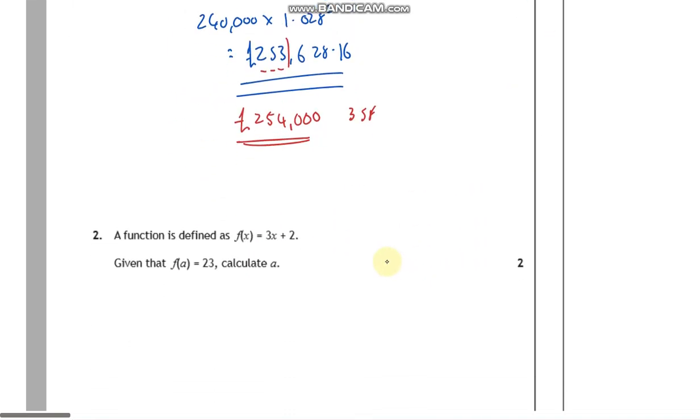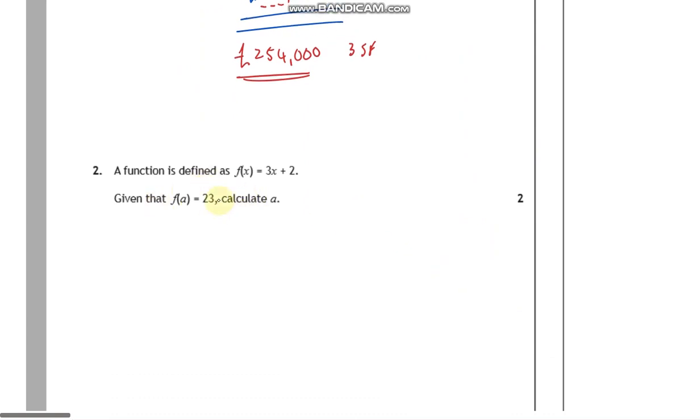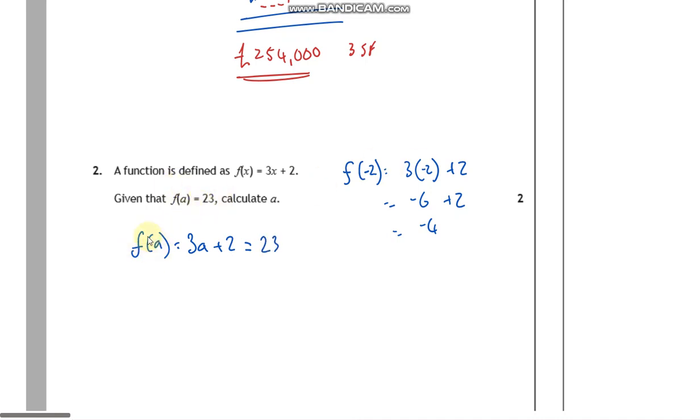Yeah, nice easy question. This is a slightly harder version. So sometimes it says something like f of negative 2, which would mean you're going to substitute in negative 2. So that would give you negative 6 plus 2, so that's going to give you negative 4. But this one's saying we're going to substitute in a. So f of a, if I put in a instead of x, I've got 3a plus 2. And I know that is going to equal 23. So the actual y value, the final answer, will be 23.